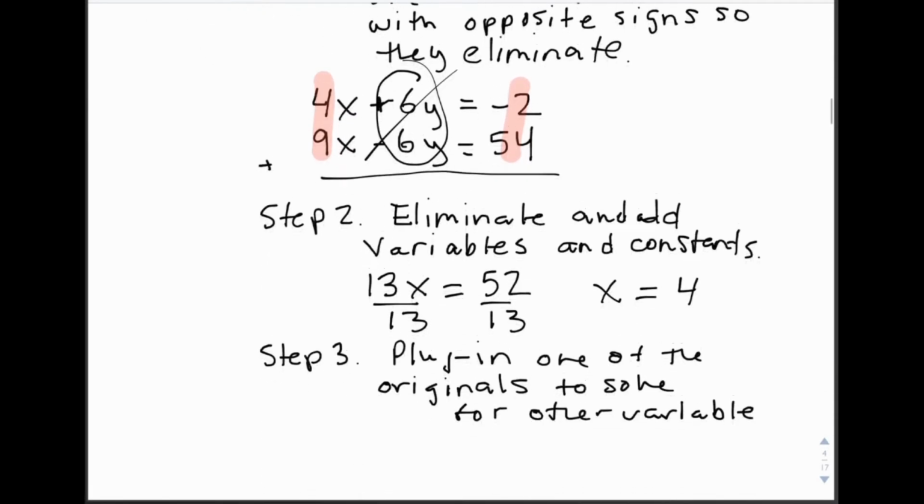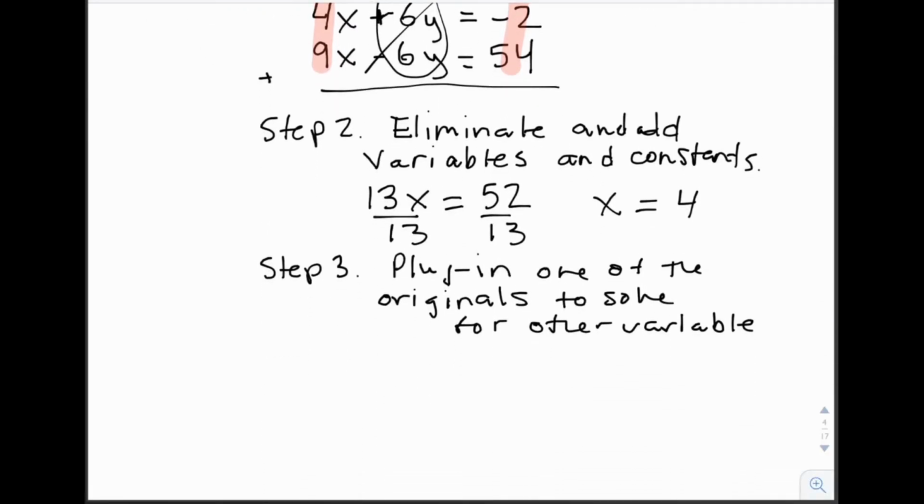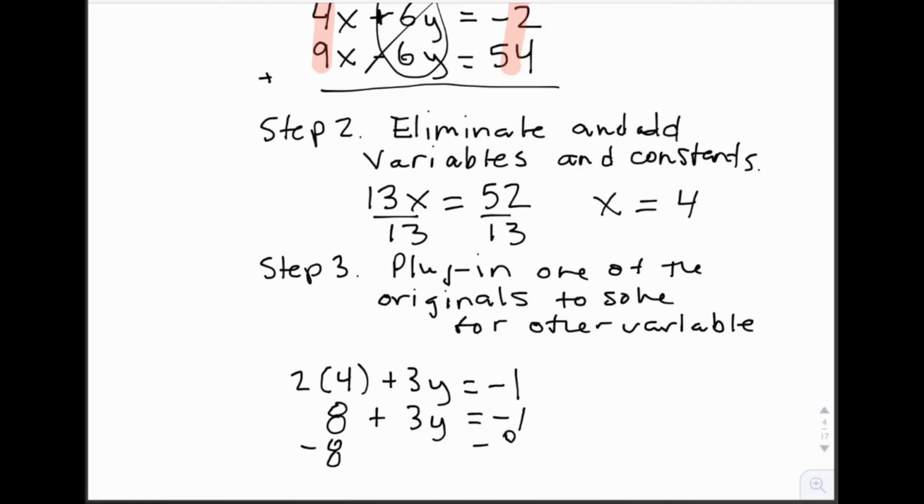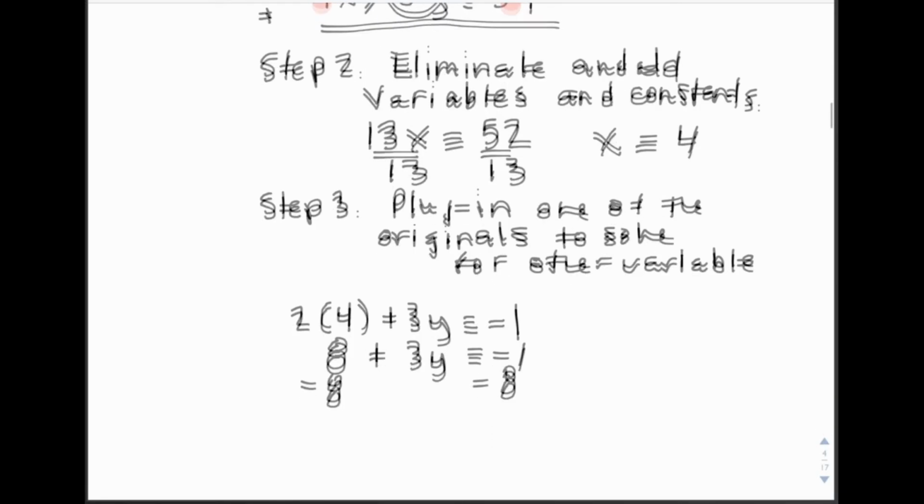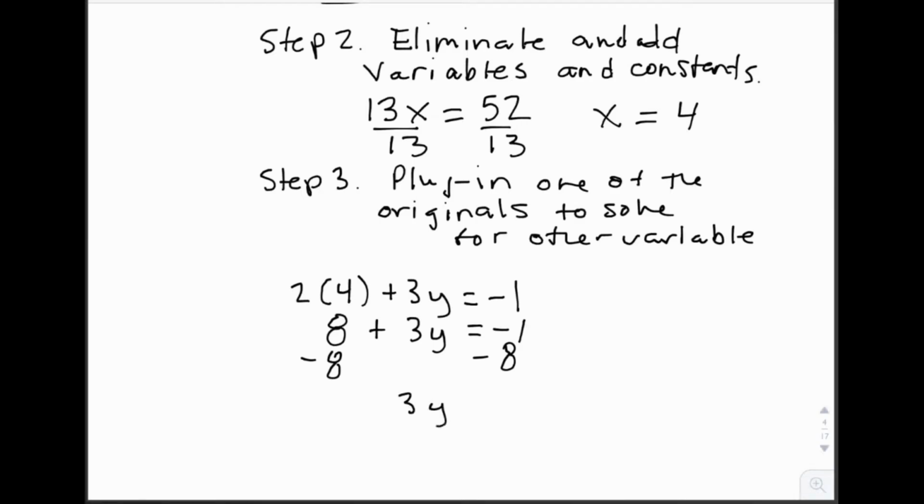So we know that x is equal to a positive 4, so we can take the 2 and multiply it by 4 plus a 3y, and that's going to be equal to a -1. Let's simplify here. So an 8 plus 3y is equal to a -1, and we can subtract the 8 over to the right hand side, leaving us with a positive 3y is equal to a -9. Go ahead and divide by a 3. So that should get you a y is equal to a -3, as well as the x is equal to a positive 4.